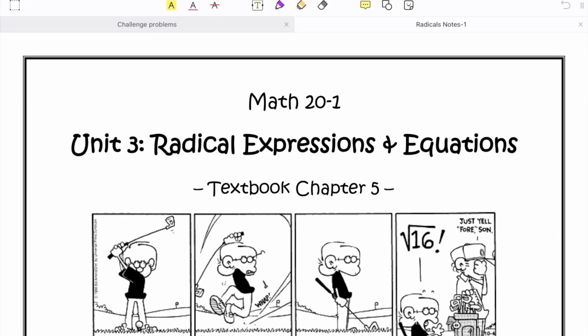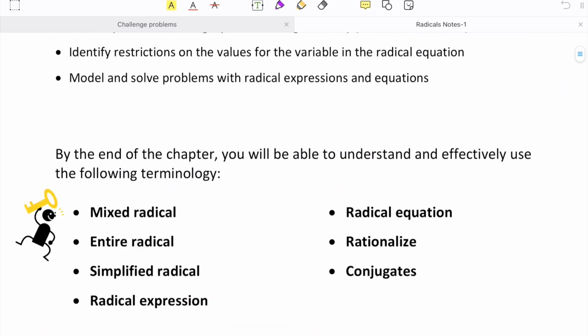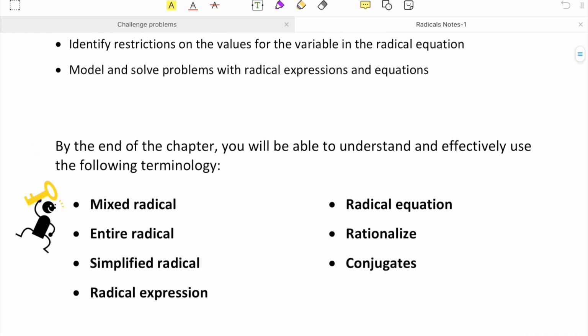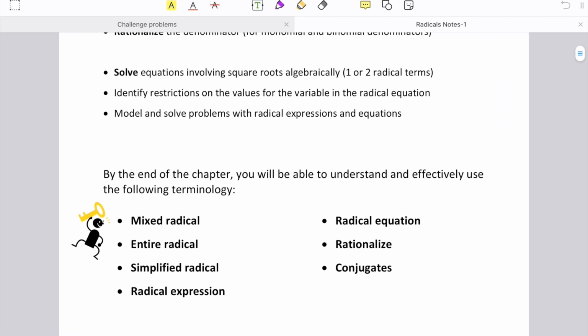Okay, so we'll start Unit 3, which is radical expressions and equations. Unit 4, actually. So you'll learn about radicals, mixed radicals, entire radicals, simplified radicals, radical expressions, equations, rationalizing denominators, and conjugates.